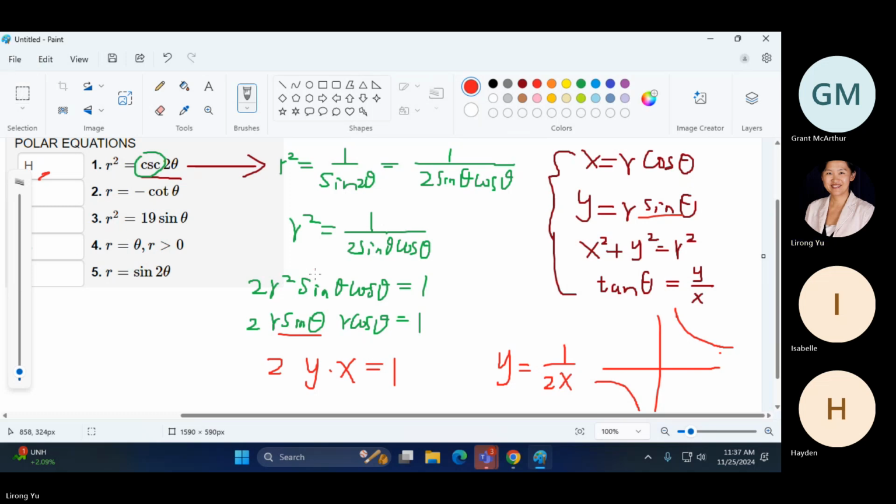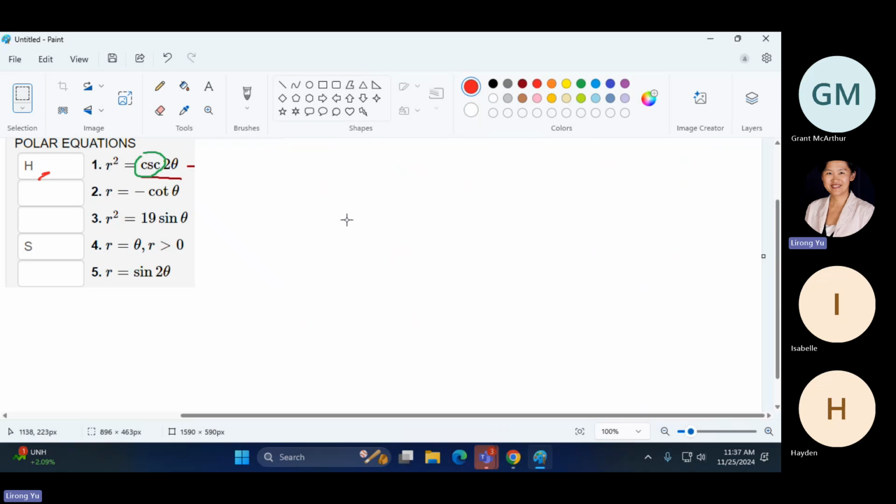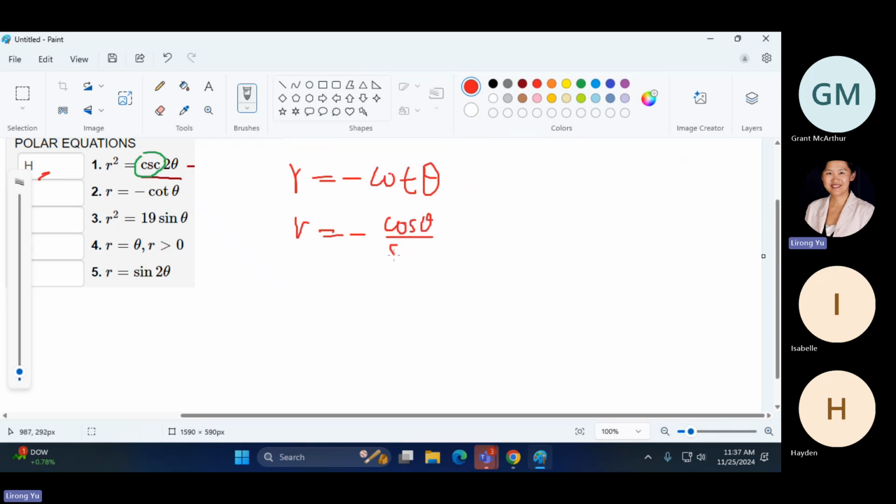Any questions? Now the second polar curve: again, I would want to convert it to a rectangular equation, or you can graph it. If you have a graphing calculator, you can try. The second one is r equals negative cotangent theta. This is r equals negative cosine theta over sine theta. I would recommend multiplying both sides of the equation by the denominator, so you have r times sine theta equal to negative cosine theta.